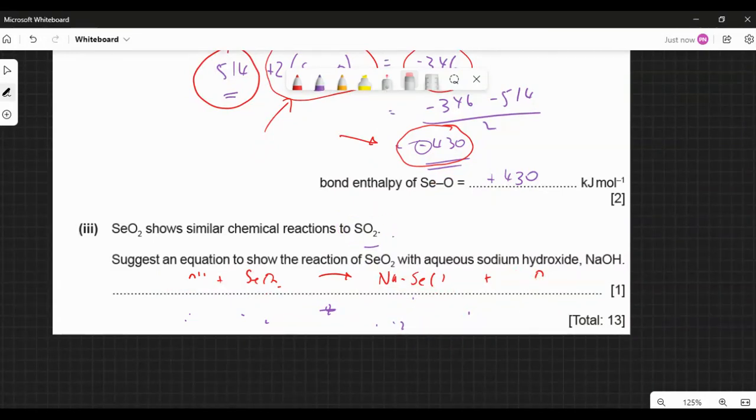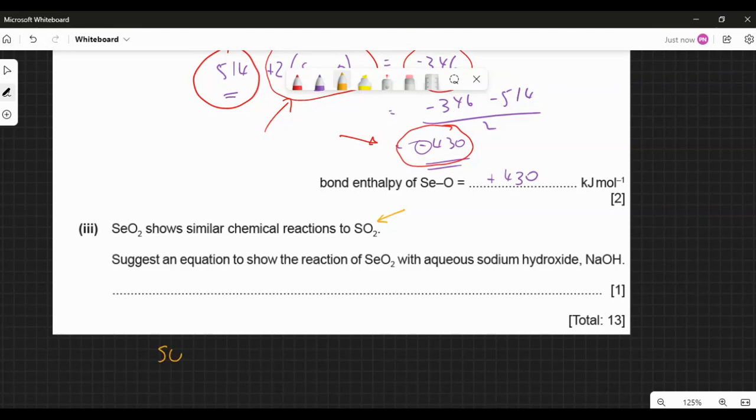Okay. It says this selenium oxide shows similar chemical reactions to sulfur dioxide. This is inorganic, isn't it? It's not everyone's favourite subject, I must admit. Suggest an equation to show the reaction of selenium oxide with aqueous sodium hydroxide. Well, I don't know what the equation is off the top of my head, but it says it's similar to sulfur dioxide. Okay, and I should know my sulfur dioxide.